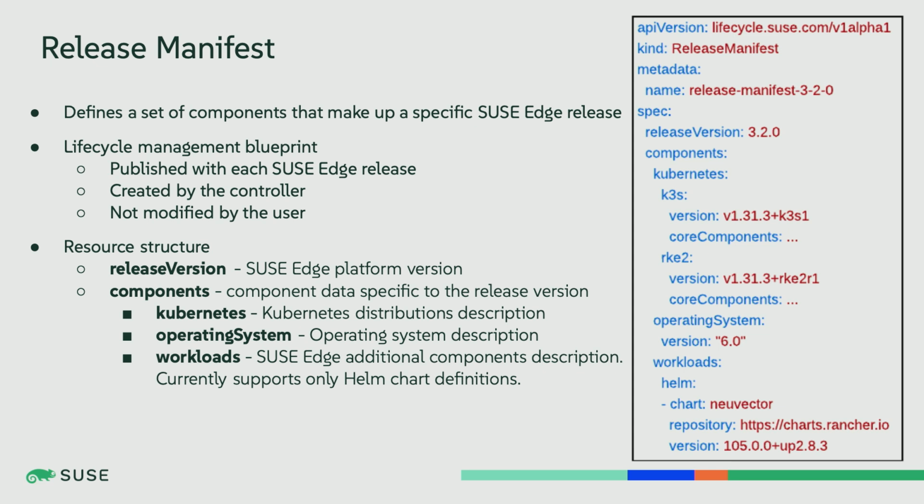On the right, you can see an extremely stripped-down version of the release manifest, but at its core, it holds information about two things. The first, as I hinted, is the Edge release version that this release manifest relates to. The second is the actual components and their versions related to the Edge release that this release manifest describes. In a nutshell, that's what a release manifest is.